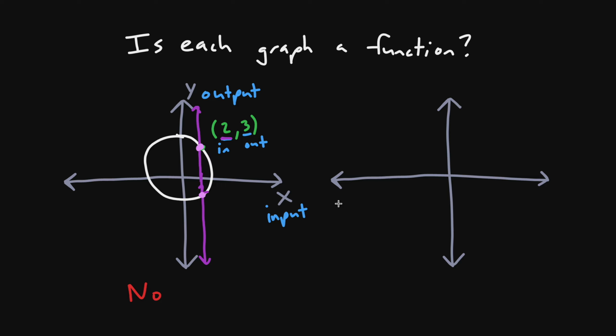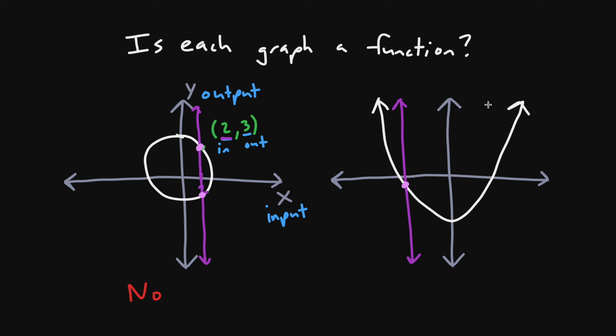I can draw a different kind of graph. Maybe I have a parabola, like a nice little smiley face. In this kind of situation, again, I'm asking the question, is it a function? We can do the vertical line test again. We go to different points and say, okay, going up and down here, if I look at this particular x value, how many times does it hit the graph? We see it hits the graph once, right here.